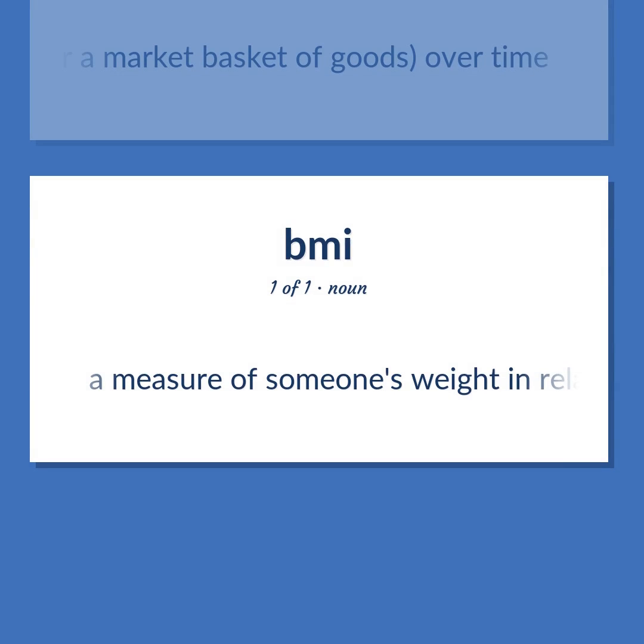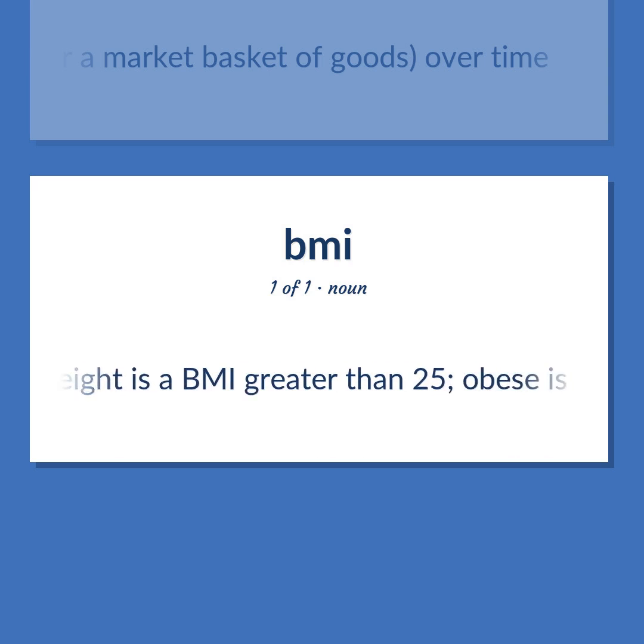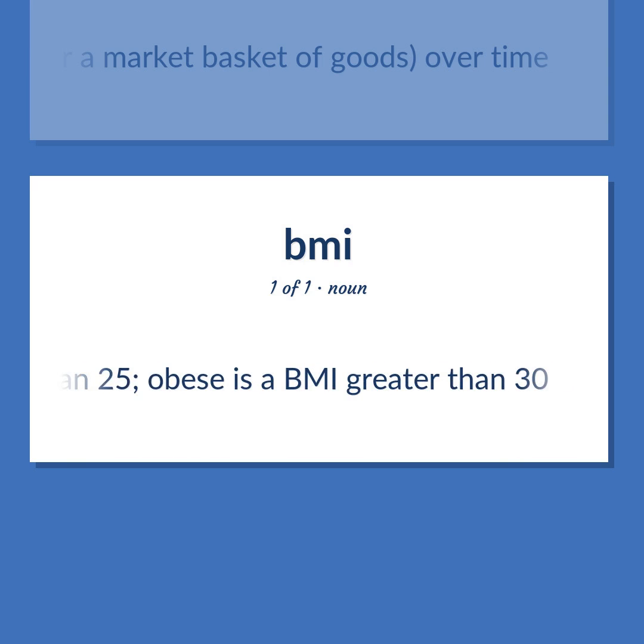A measure of someone's weight in relation to height. To calculate one's BMI, multiply one's weight in pounds and divide that by the square of one's height in inches. Overweight is a BMI greater than 25. Obese is a BMI greater than 30.